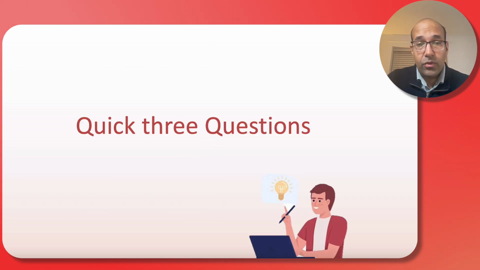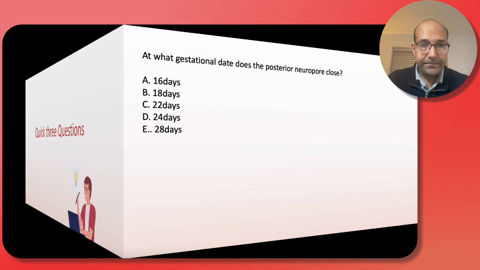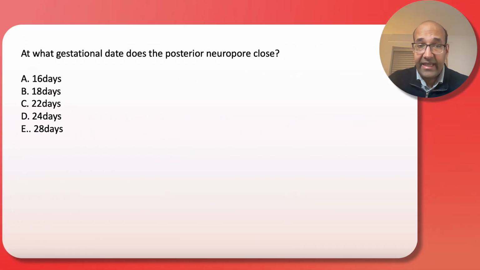Let's have fun and go through 3 quick questions just to know how the questions would come for embryology. At what gestational day does the posterior neuropore close? 16th, 28th, 22nd, or 24th? You can stop the video if you're watching now and try to guess the right time.